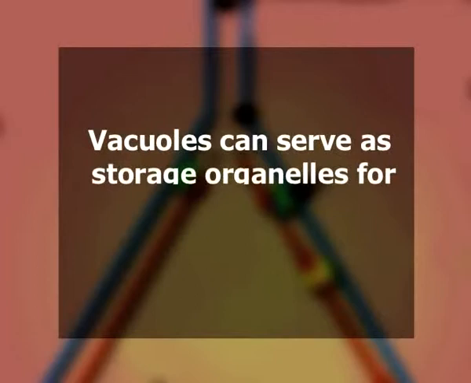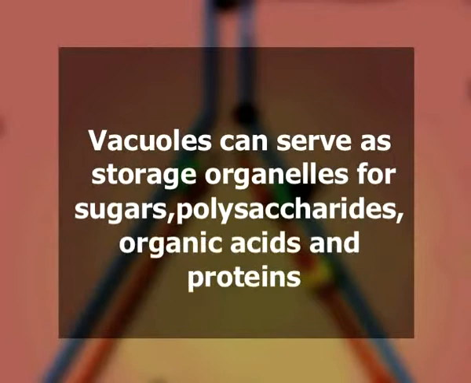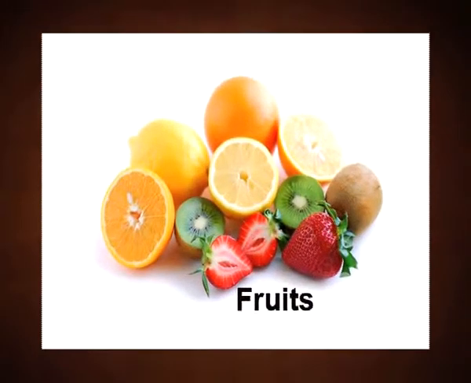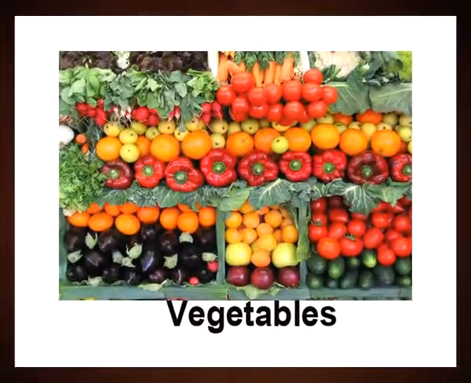Now, we will discuss functions of vacuoles. Vacuoles play important metabolic roles. In addition to growth, these roles include the following. Storage. Vacuoles can serve as storage organelles for sugars, polysaccharides, organic acids and proteins. Most of the flavors of the fruits and vegetables are due to the compounds stored in the vacuoles. When needed, these primary metabolites can be retrieved from the vacuole and utilized in metabolic pathways.